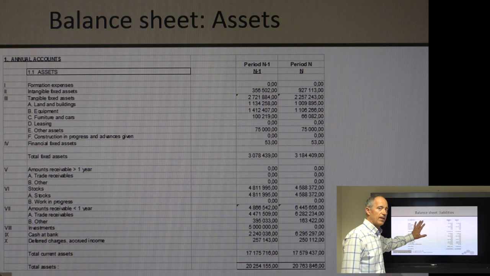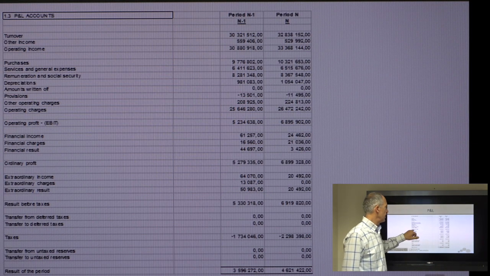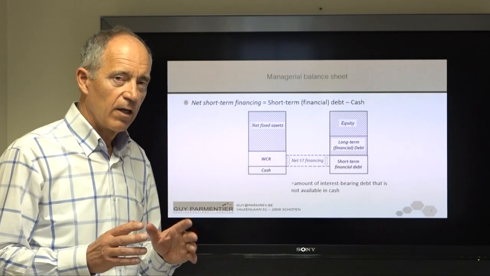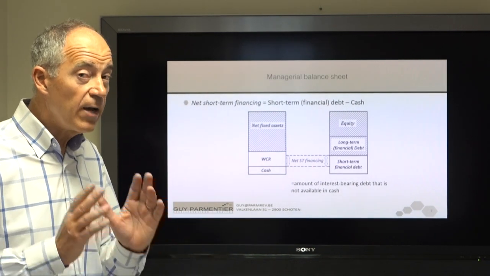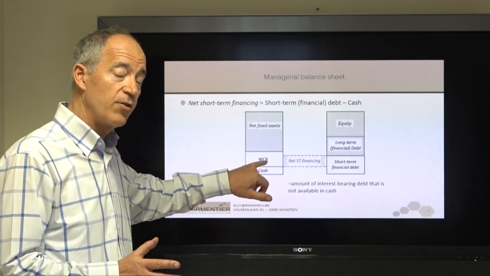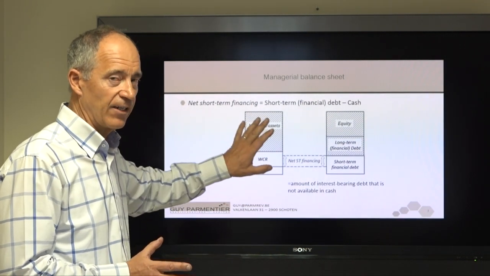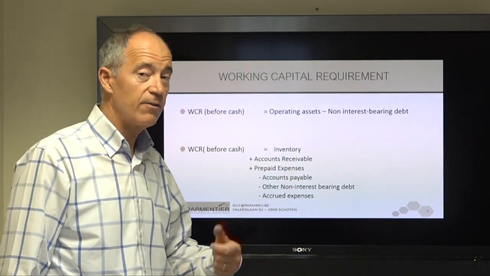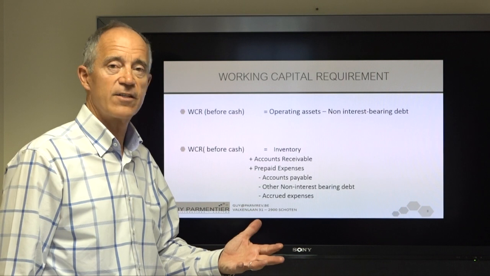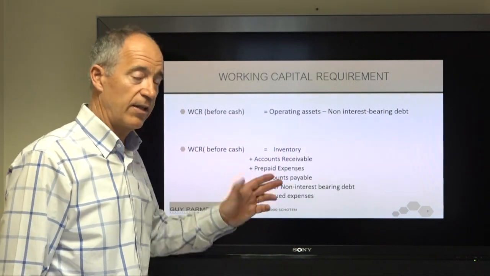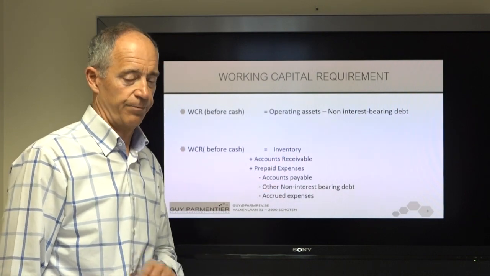Now let's have a look at the P&L. Here we have our P&L with an EBIT of about 6.8 million euros in the last period. Now remember, no financial analysis without making a managerial balance sheet or compressed balance sheet. You're going to put the working capital requirement on the asset side of that balance sheet. The working capital requirement is nothing more, in fact, than the inventories plus customers minus the outstanding suppliers and eventually some other non-interest-bearing debts that you can find on your balance sheet.